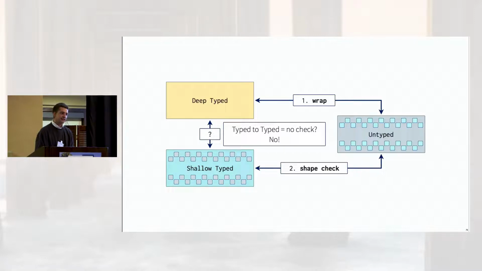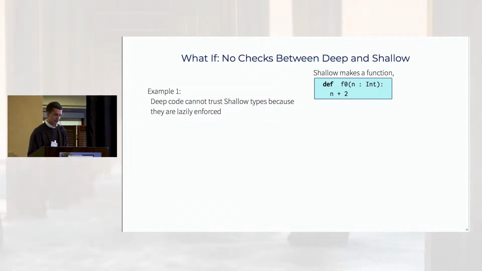It's tempting to say that since deep and shallow are both statically checked by the same type checker, they're both typed code, there should be no cost to them interacting. But if we were to do that, that would be very dangerous territory. So let's go through two examples. What if there were no checks between deep and shallow? Well, for one, deep cannot trust a value that's coming into it from shallow code.